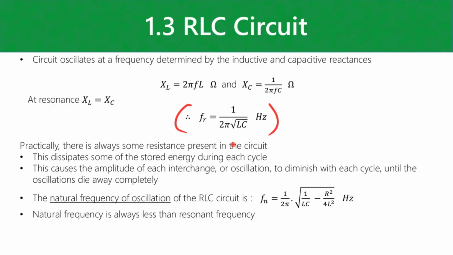Depending on what level you started, you should have seen this formula from anywhere from N3 up to now. And then we also looked at the natural frequency of oscillation for an RLC circuit. These two formulas are related to one another, but the natural frequency of oscillation will always be less than the resonant frequency.